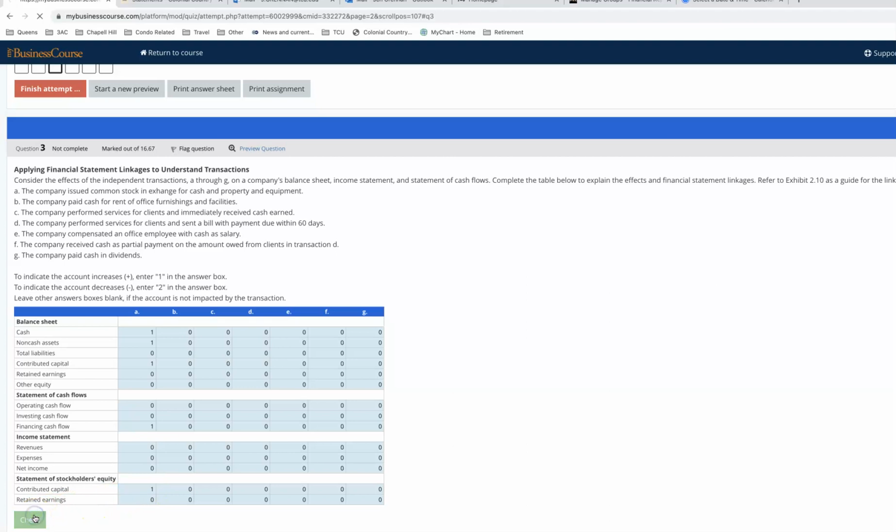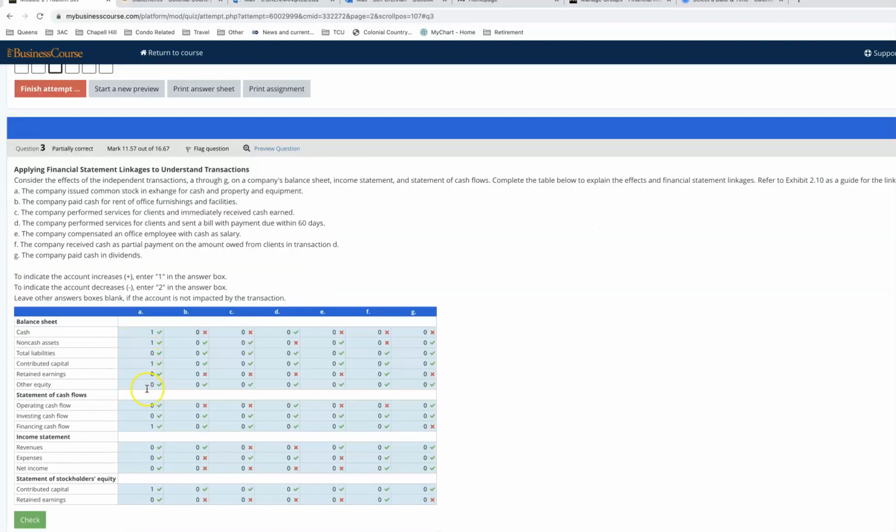Let's do a quick check. See if I've missed anything. Hooray, all green checks. Wow, this would be a way to definitely cheat the system because it's telling you right away all the places where you need to go ahead and mark that things have increased. But let's walk through them regardless.